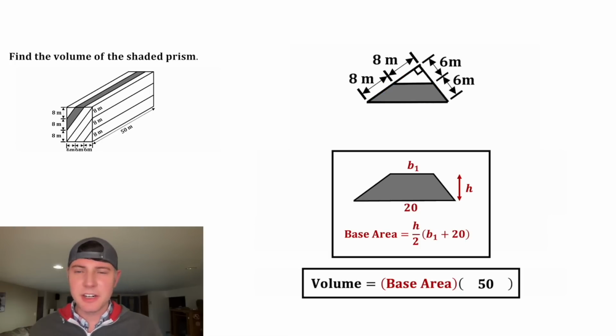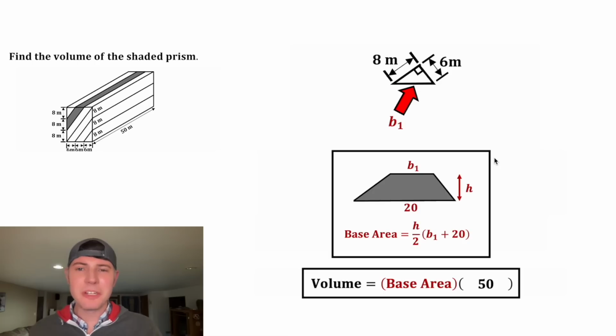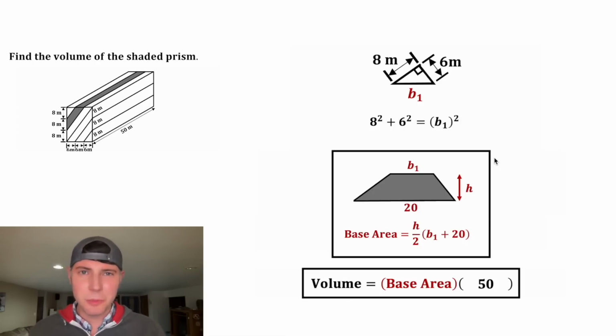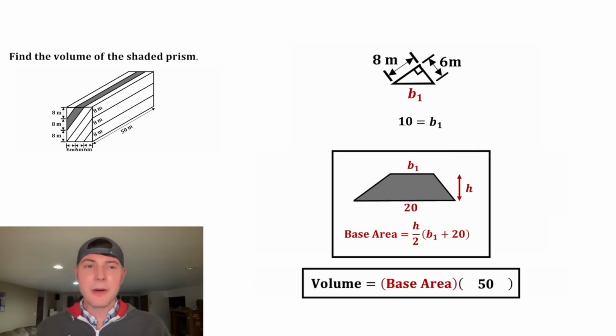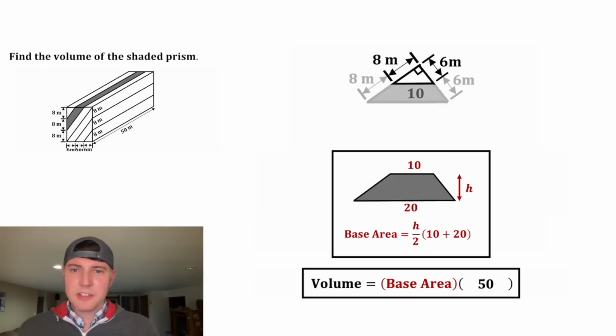Now let's go back to here and let's focus on b1, which would be this line right here. Well, that won't be too hard. We're just going to do Pythagorean theorem again. 8 squared plus 6 squared is equal to b sub 1 squared. That's 64 plus 36, which is equal to 100. After we square root both sides, we get 10 is equal to b sub 1. And now we can update those. This one would be 10, this one would be 10, and this down here in the formula would be equal to 10. Now let's go back to here again.